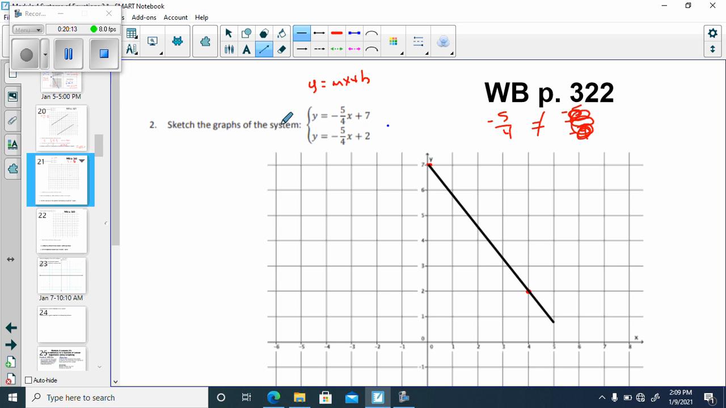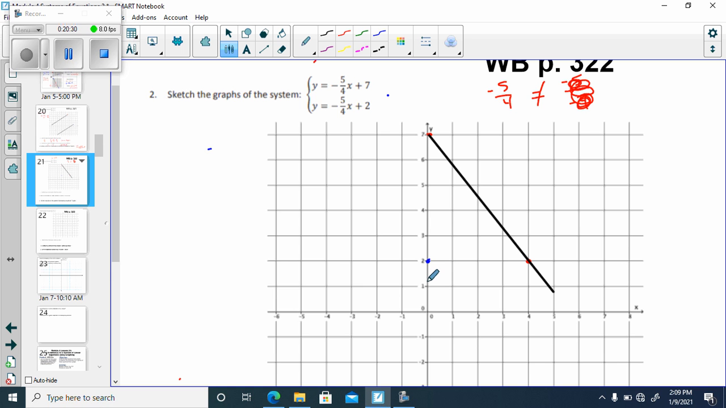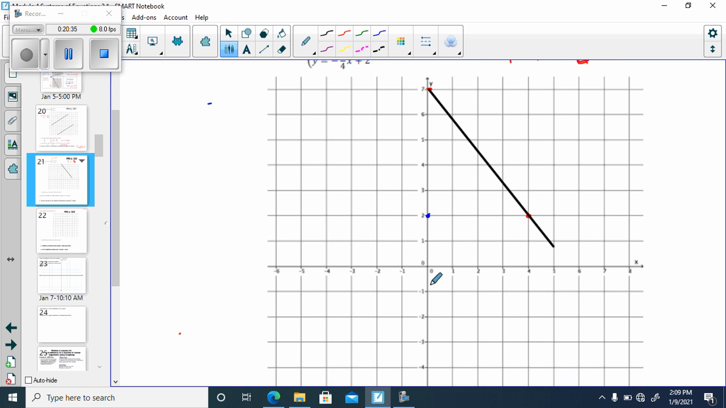There's what that line looks like. And let's do the other one. It says we start at 2, and we're going down 5 and over 4. Look, the slopes are the same. What do you think is going to happen? You're going to have parallel lines, aren't you? 1, 2, 3, 4. Whoops. It was down one more. 1, 2, 3, 4, 5, and over 4. 1, 2, 3, 4. Okay. And I can plot this. And what do I have? Parallel lines, okay? If you have parallel lines, they're never going to intersect.